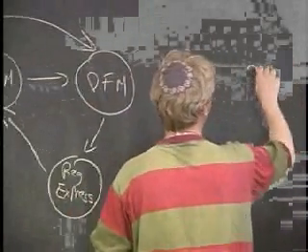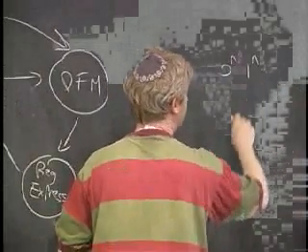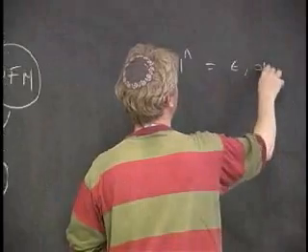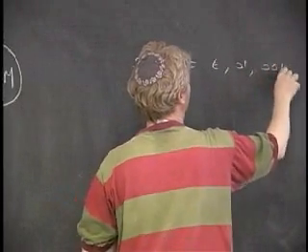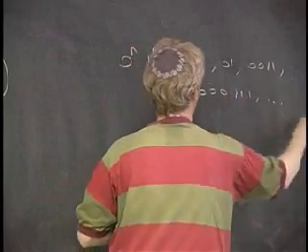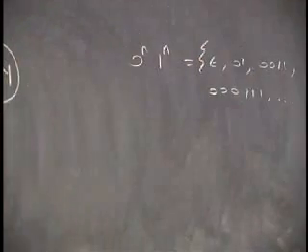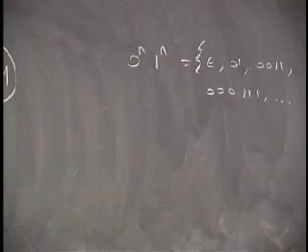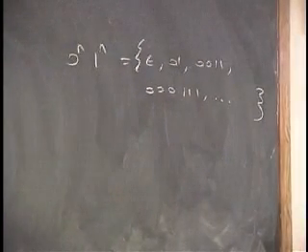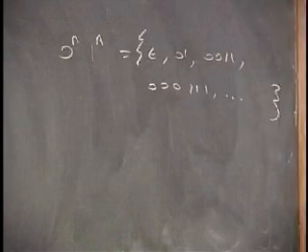Here's a set. 0 to the n, 1 to the n. It includes the empty string. It includes 0, 1. It includes 0, 0, 1, 1, 0, 0, 0, 1, 1, 1, etc. It includes all the strings that have an equal number of zeros and ones that start with zeros and end with ones. There's no finite state machine for this. Let's convince ourselves. Let's try to make one.